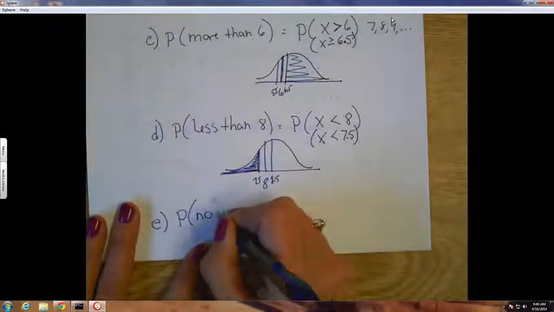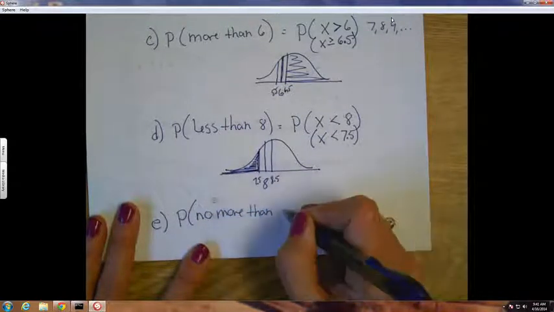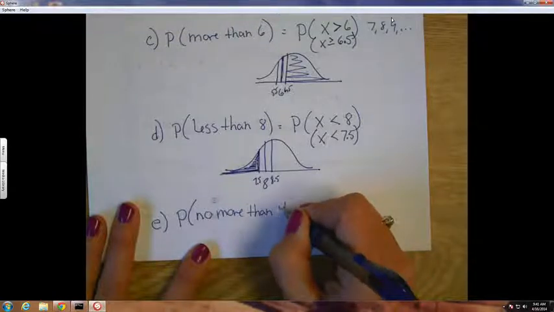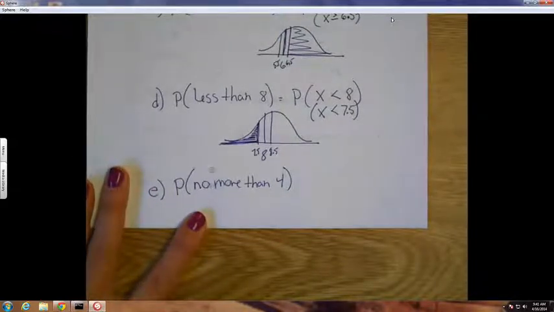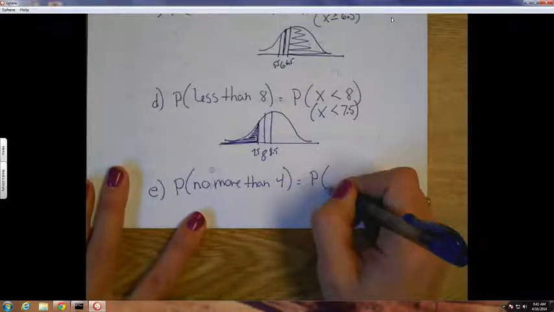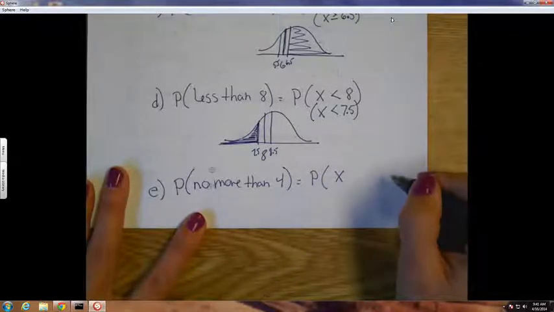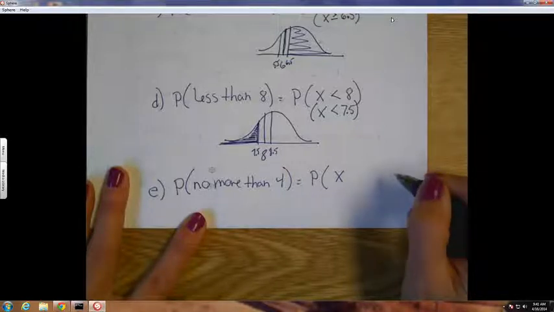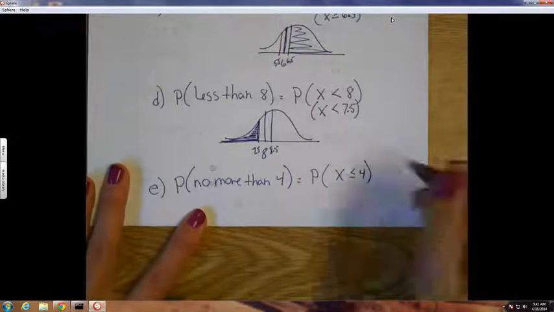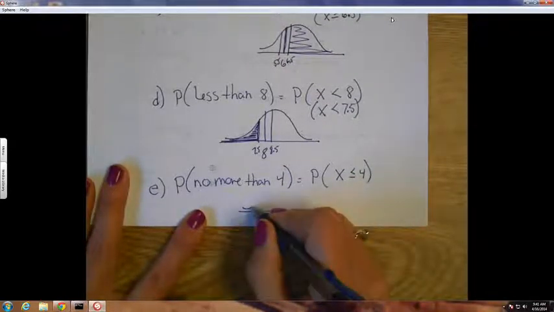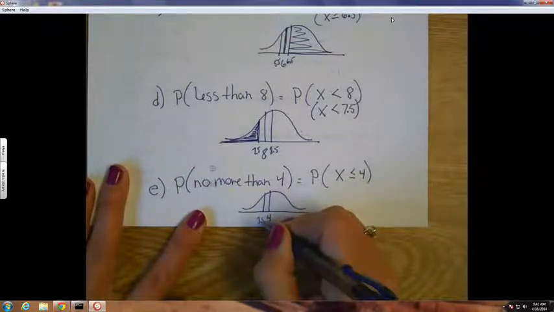No more than 4. No more than 4 successes. So what does that mean as an inequality? No more than 4. Less than or equal to. So here's my 4. Here's my 3.5. Here's my 4.5.